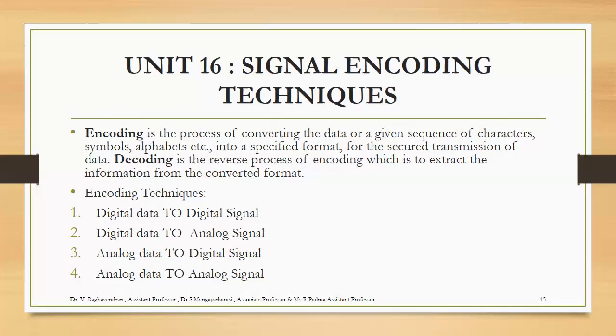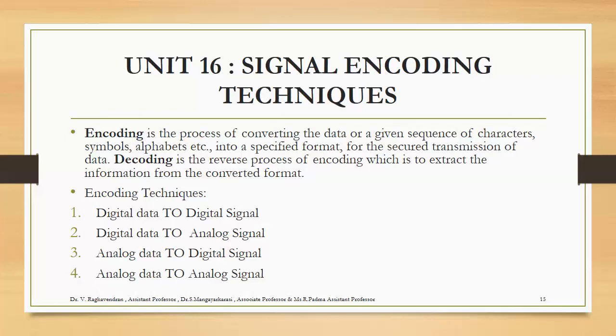On the sender side, the original information is converted into some other format, which is to be transmitted to the destination. On the destination side, we do the decoding. Here the converted, extracted information is converted into the original format. Next I am going to tell what signal encoding techniques are available. We are going to use 4 different types of encoding techniques.